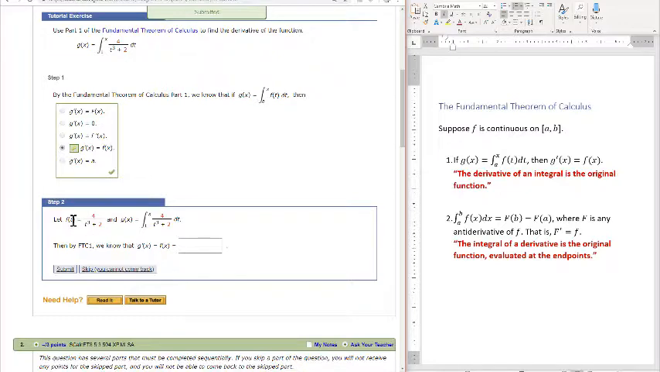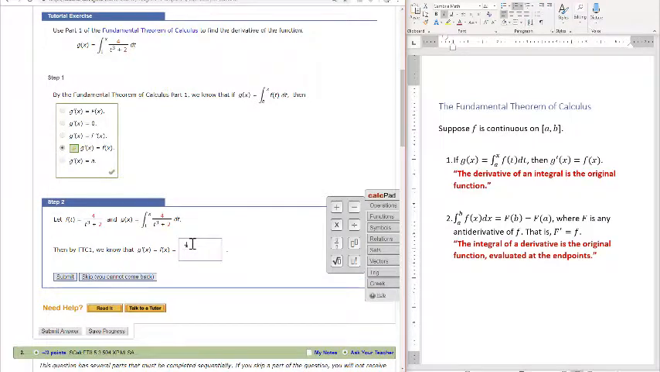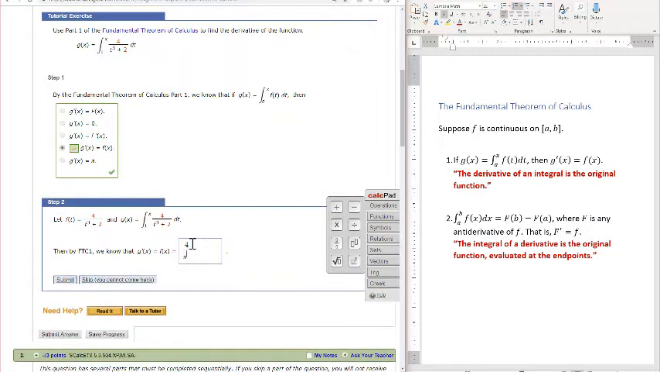So part 2 is identifying your f of t inside of the integrand. So the f of t is equal to 4 divided by t cubed plus 2. We know that your derivative is just going to be f of x, so we're literally going to copy this equation down, except instead of t, we're going to put x in. And so our final answer should be 4 divided by x cubed plus 2.